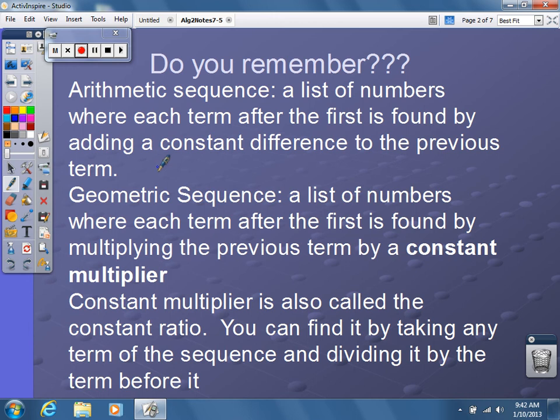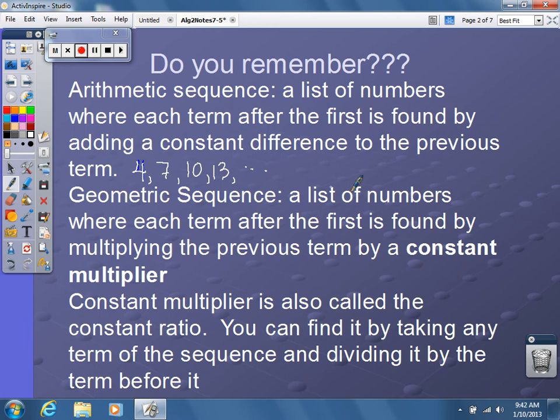That is the list of numbers where each term after the first is found by adding a constant difference to the previous term. Okay, so maybe they start with a term like 4. This first one has to be given. After that, maybe you get 7, 10, 13, ... 4 is the first term. That constant difference here is a positive 3.